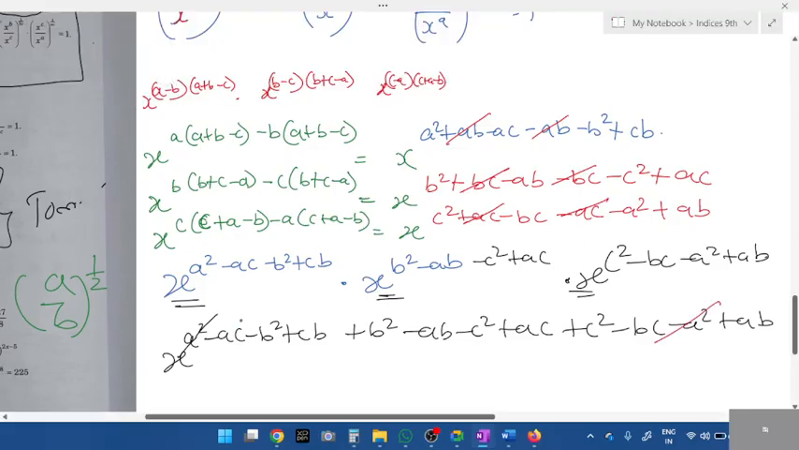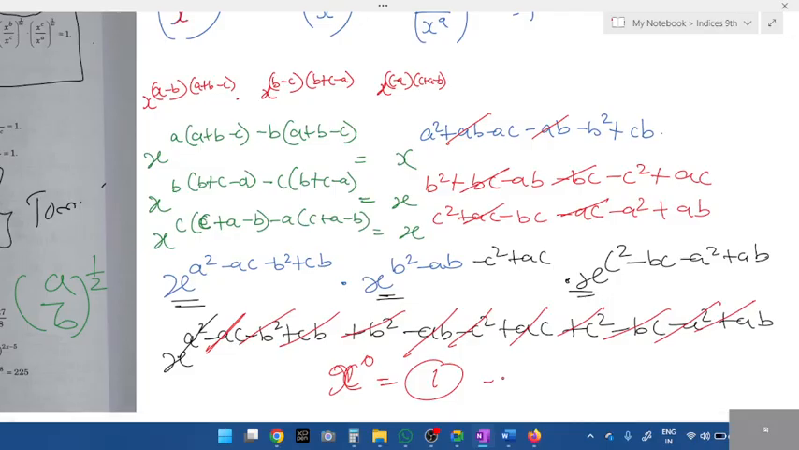Next, do we have minus AC plus AC? Right? Minus B square plus B square. What about CB? BC, CB, both are same. Yes, same. Everything got cancelled. One. So this is a lengthy question. It may take some time, but definitely you'll get the answer. x to the power of 0 is what?